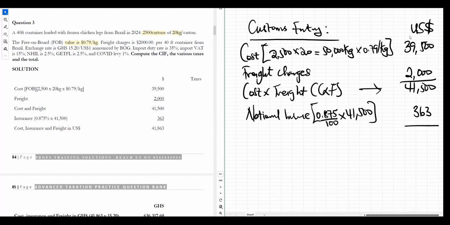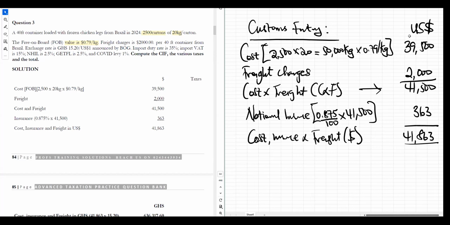Okay, so now we have gotten our cost, insurance, and freight value in dollars, which gives us 41,863. So this 41,863.